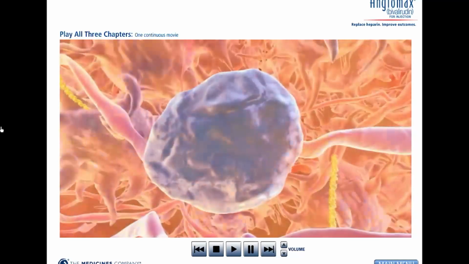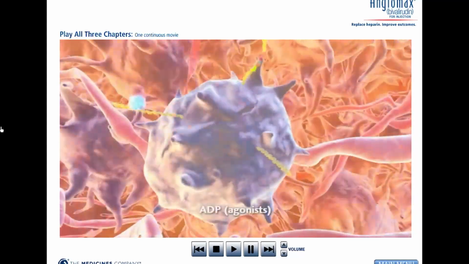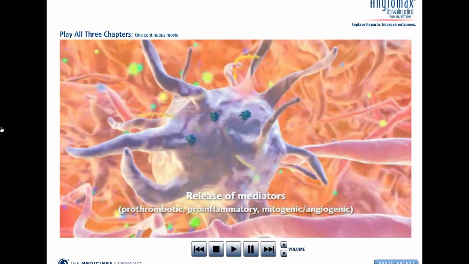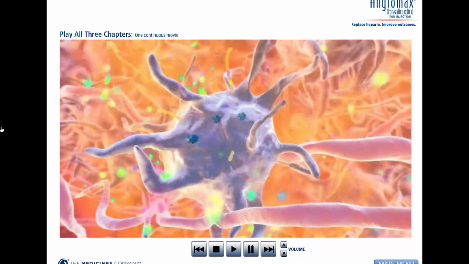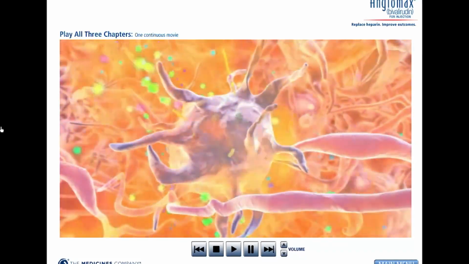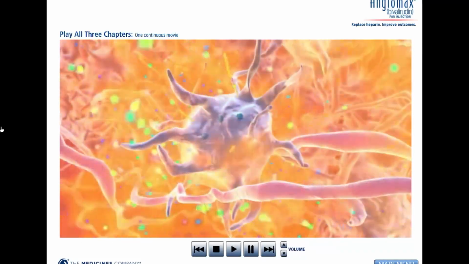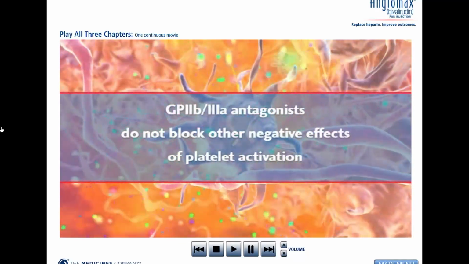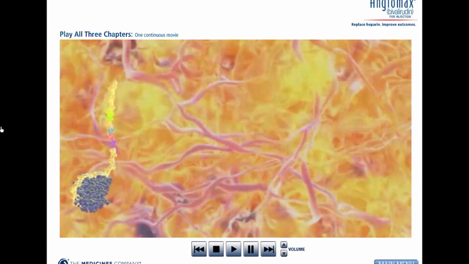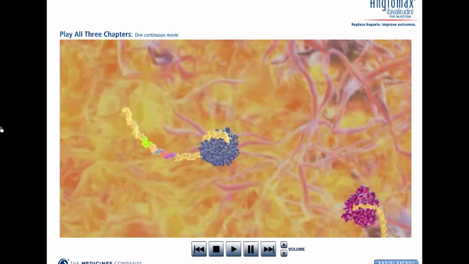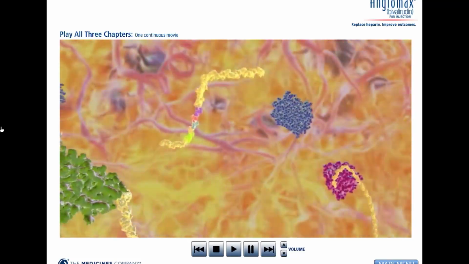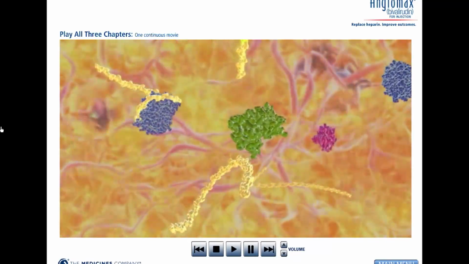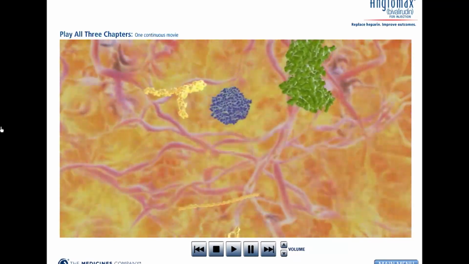Heparin also has the paradoxical effect of making platelets more reactive to activation by other agonists. Given the various ways heparin increases platelet activation, its use may actually increase the need for antiplatelet agents. While GP2B3A antagonists attenuate platelet aggregation, they do not block other negative effects of platelet activation. Heparin's effects on platelets and its reappearance as it dissociates from cells and proteins may explain the prolonged bleeding risk following discontinuation of heparin infusion when a return to normal hemostasis is essential.